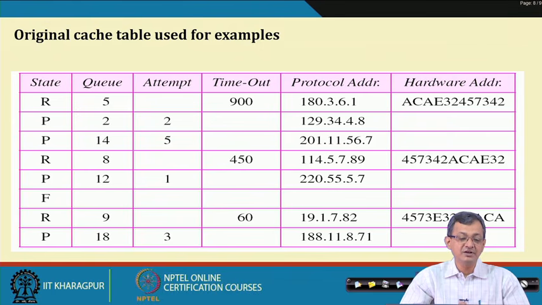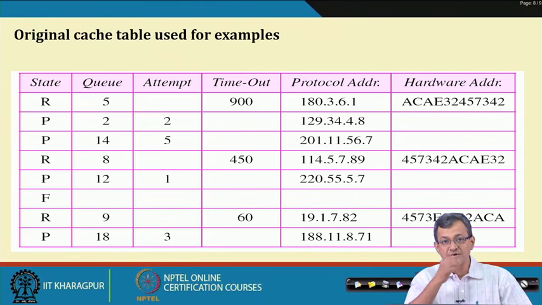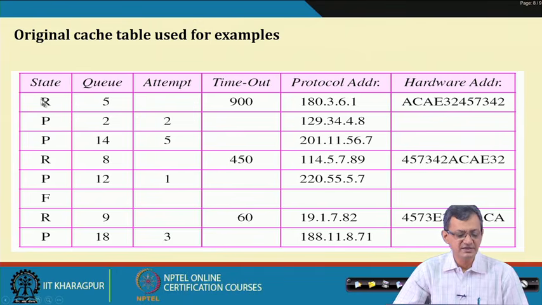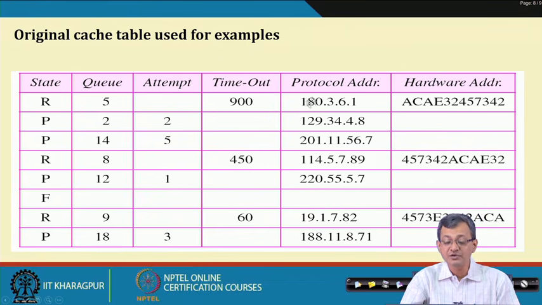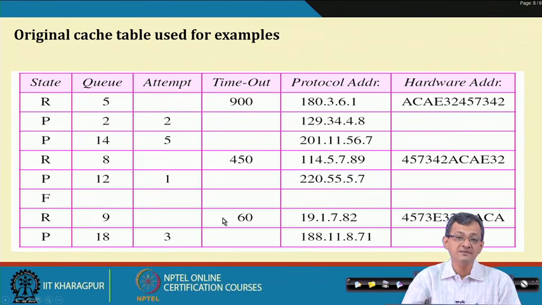Typically, in the original cache table, for example scenarios, we say the state is resolved, the queue is 5, the timeout time is 900, after which it will be flushed out, the protocol IP is this, and the hardware address is there. Within that, if a request comes and the entry is still pending, it resolves some of the things and the timeout period is going on. After the timeout period goes off, the cache is flushed out. So, that is an older version of things.